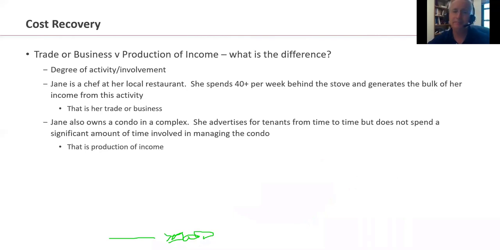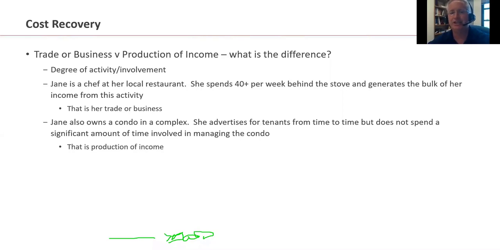All right. So I've used these terms, trade or business versus production of income, a couple times. And we even talked about it in the last module. And we're not going to tear this apart too much because frankly, it's too complicated for this course. But it relates largely to the degree of activity or involvement you have in an activity. And these are not the same as the material participation tests that relate to passive versus non-passive. These are different tests.